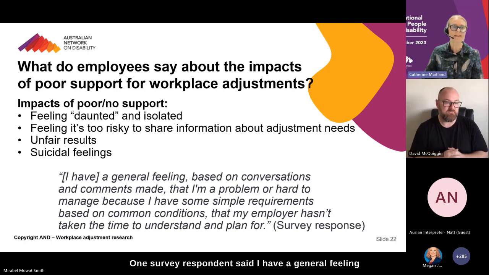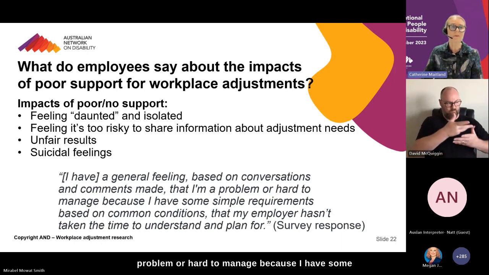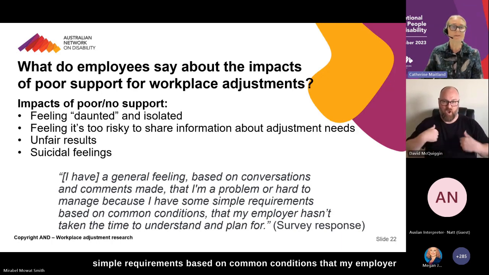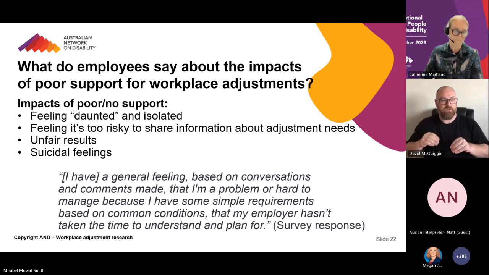One survey respondent said, I have a general feeling based on conversations and comments made that I'm a problem or hard to manage because I have some simple requirements based on common conditions that my employer hasn't taken the time to understand and plan for.